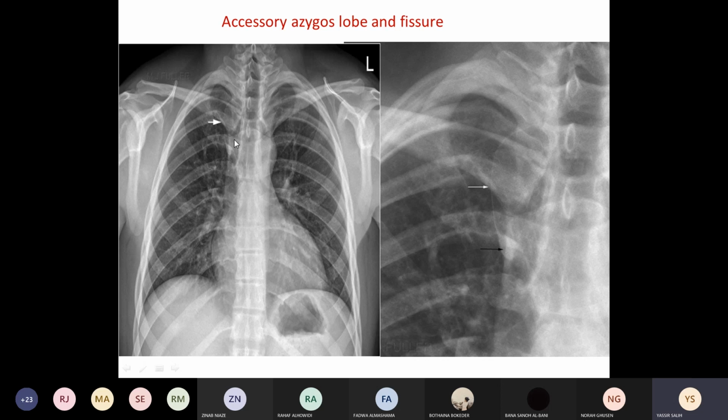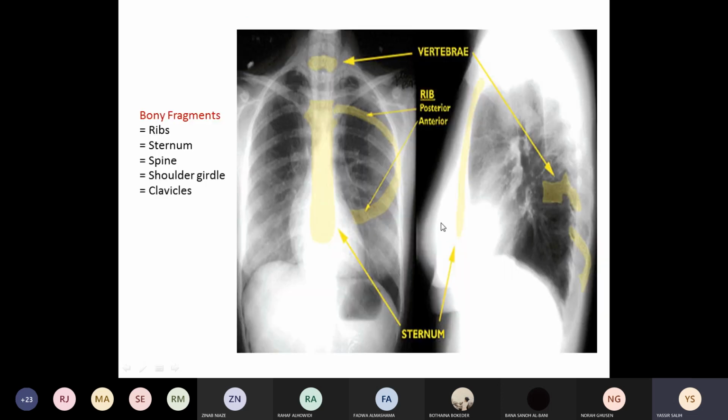Know it well, because in the exam we may ask you what this arrow points to. This is the azygous lobe fissure on this plain X-ray. Of course, we also get an idea about the other structures. We know the lung, the trachea and the diaphragm. Also the spine, meaning the bone, the ribs, the clavicles and the scapulae. All these bone structures may be seen on the frontal chest X-ray.